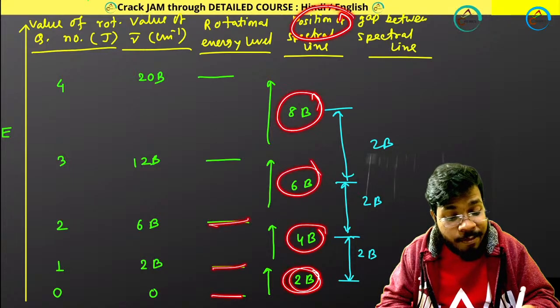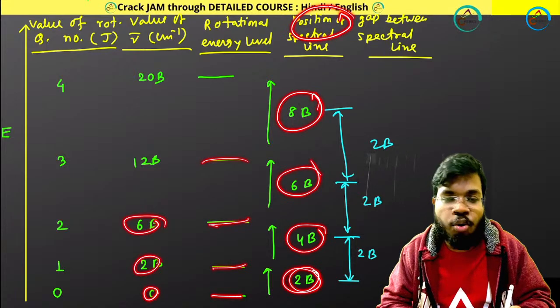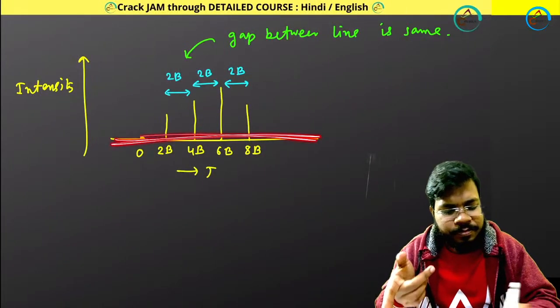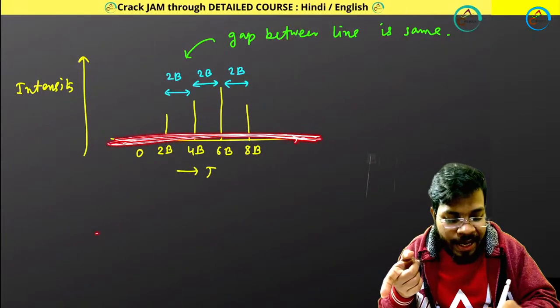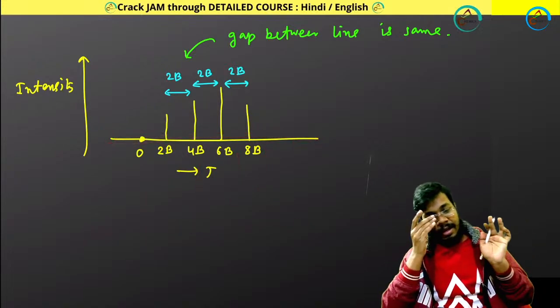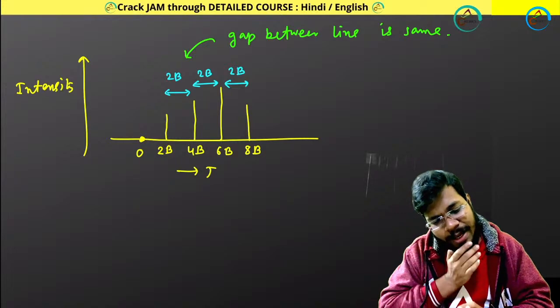These are just energy levels. Don't think it is 0, it is 2B, it is 6B. No, this is just the energy level. These are not the positions of the spectra that you will be getting from experiment. Okay, simple. So from here you are getting what? You are getting this kind of lines.